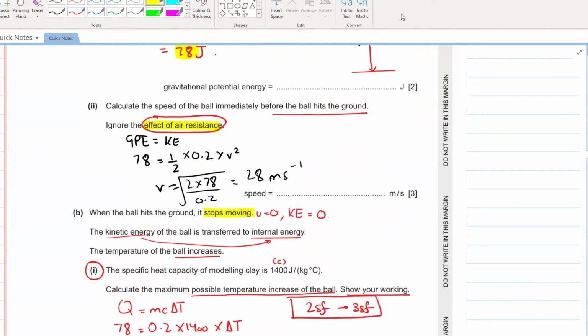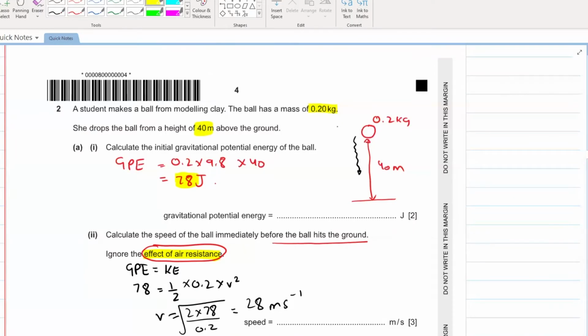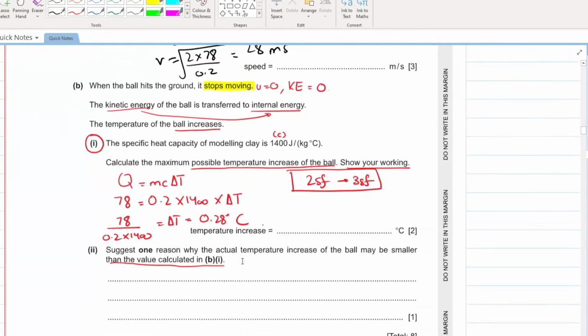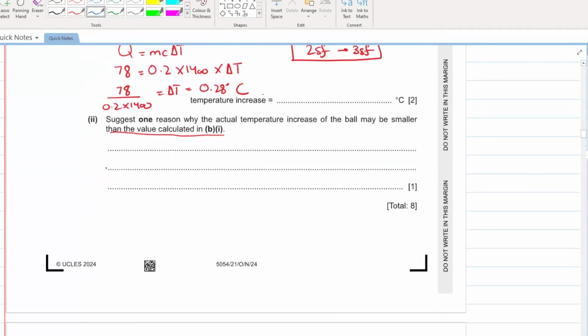So it is possible that when the ball is moving from the top, when the gravitational potential energy is getting converted into kinetic energy, some energy is lost as work done against air resistance. So you can write it here. You can write this for 1 mark.